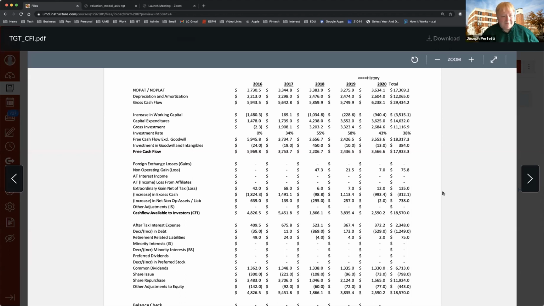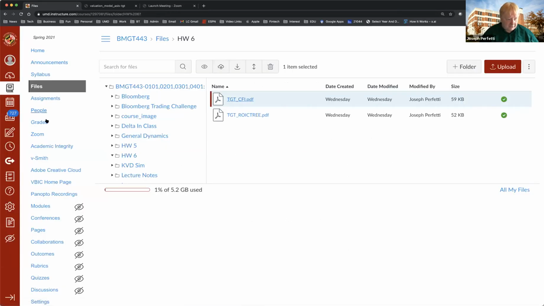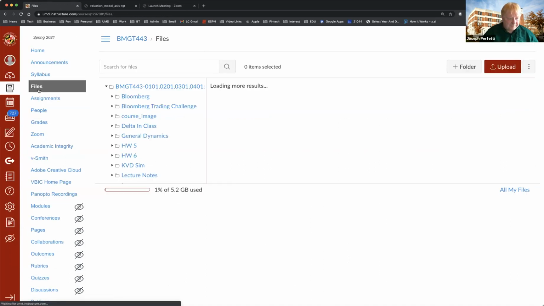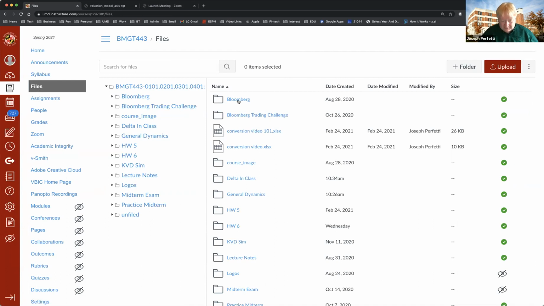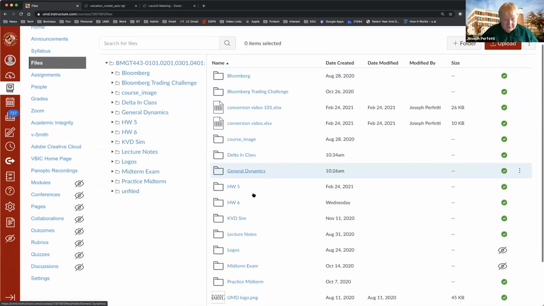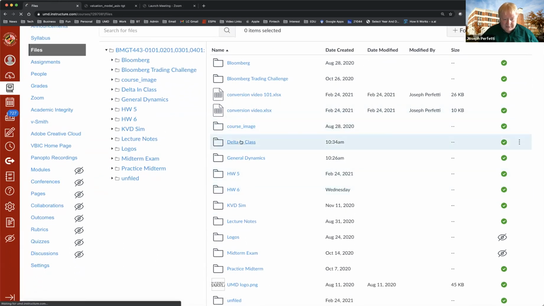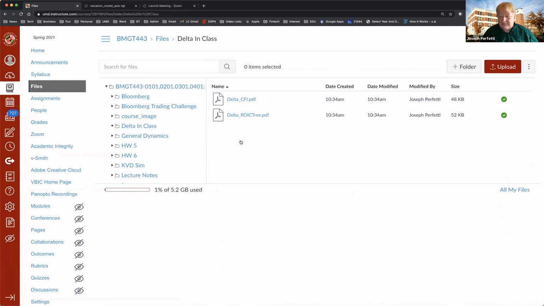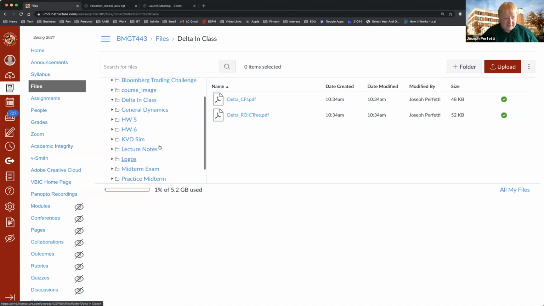All right, so I'm going to give you a chance to do a quick practice. If we go back to the files folder, I'll mention two things: the data for General Dynamics is here, but I also did a Delta Airlines CFI and ROIC tree that's in a folder called Delta in Class.